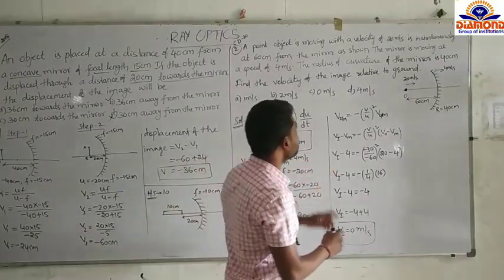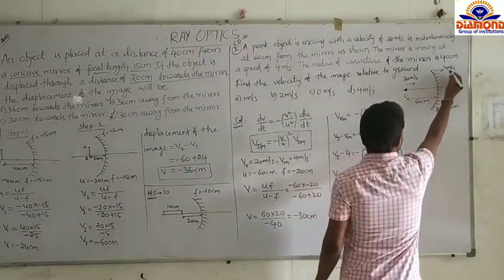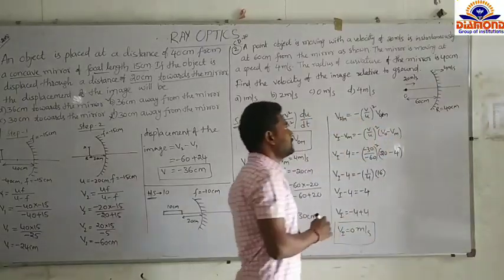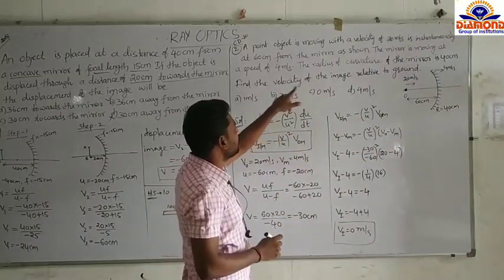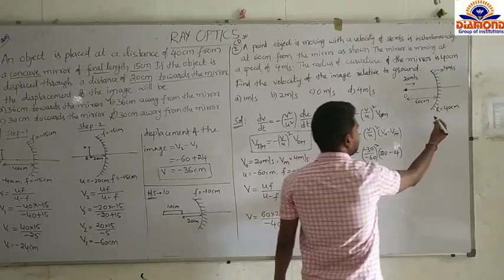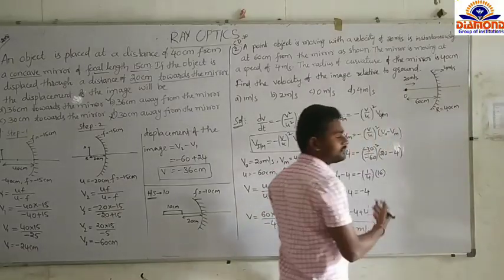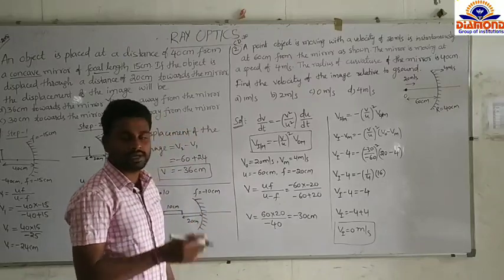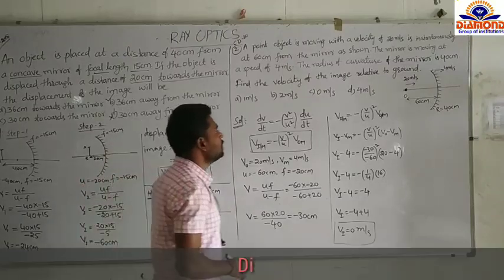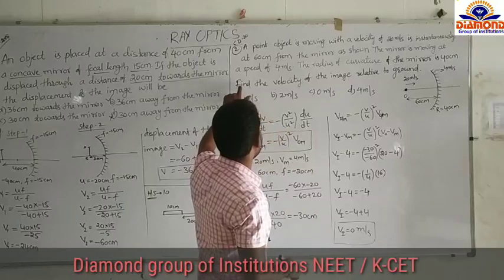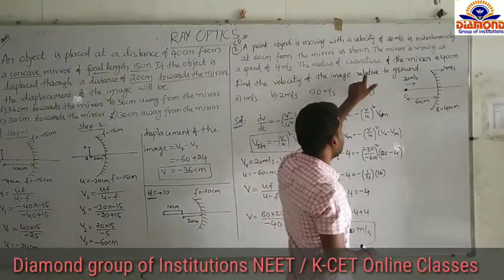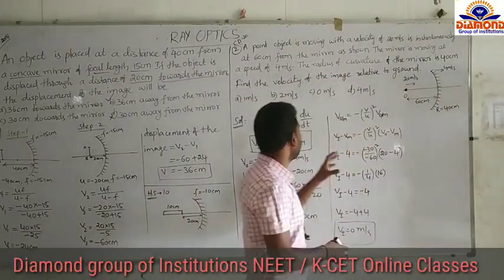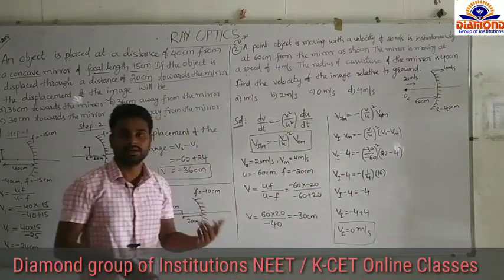Simultaneously, the mirror is also moving with some velocity, which is 4 meters per second. They have also given the radius of curvature of the mirror, equal to 40 centimeters. If they give the radius of curvature, we can find the focal length easily: focal length equals half of the radius of curvature. Next, what are they asking? Find the velocity of the image relative to the ground.